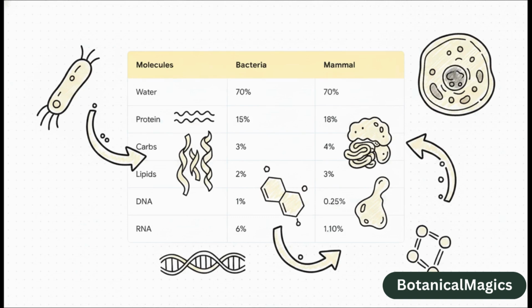Mammalian cells are about 18% protein, while bacterial cells are 15%. Carbohydrates and lipids sit right around 2 to 4% for both. The most significant variations are really just in the slightly different proportions of DNA and RNA. So ultimately, we're all using the exact same basic blueprint.